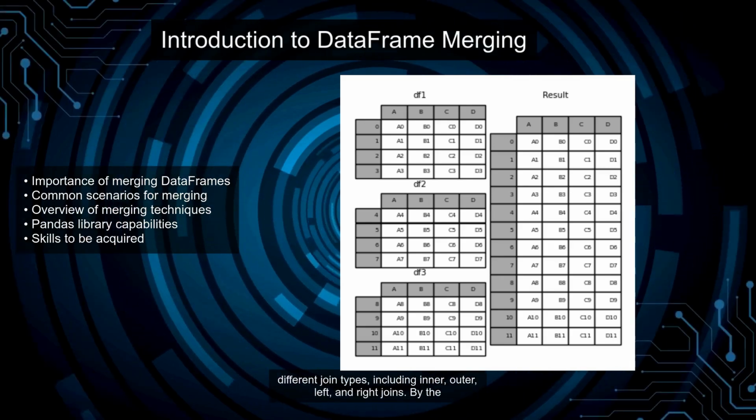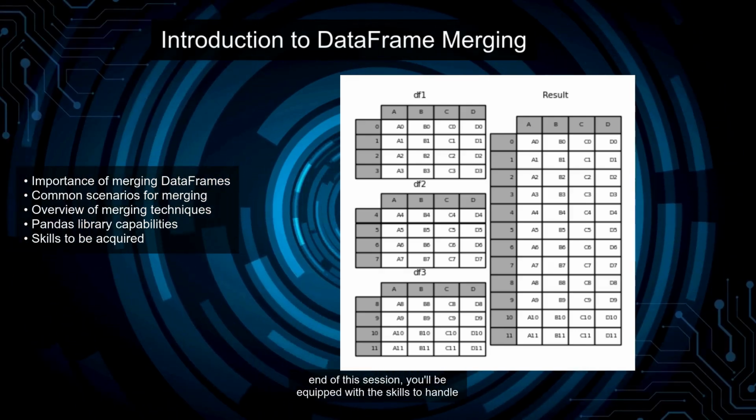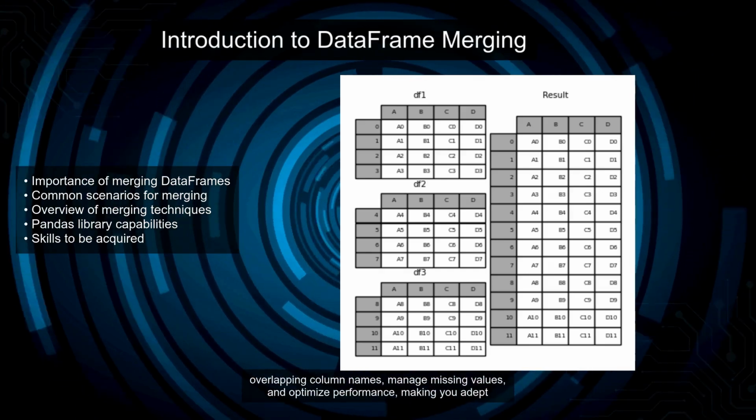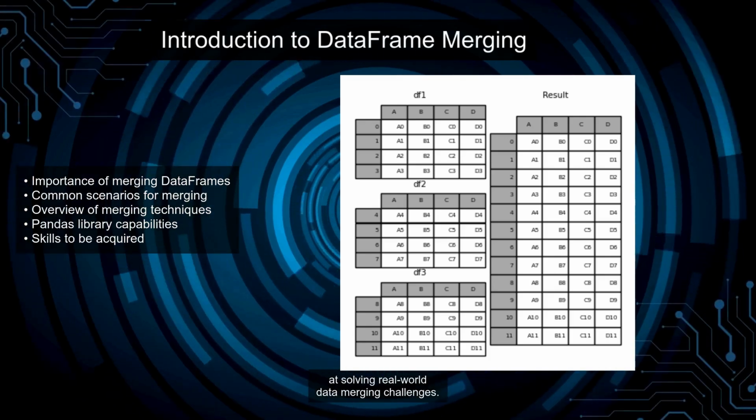and delve into the nuances of different join types, including inner, outer, left, and right joins. By the end of this session, you'll be equipped with the skills to handle overlapping column names, manage missing values, and optimize performance, making you adept at solving real-world data merging challenges.